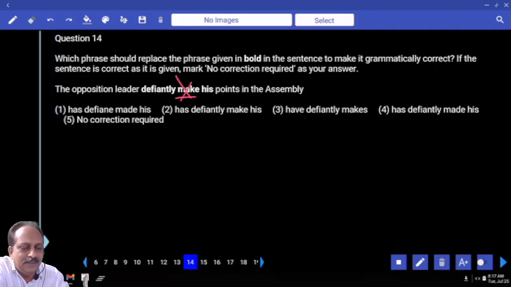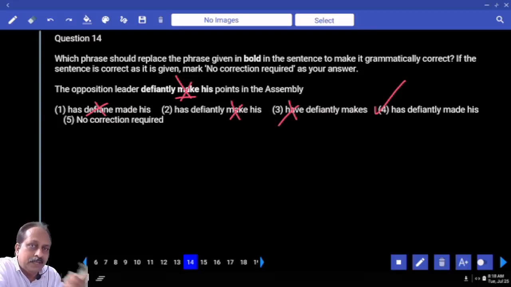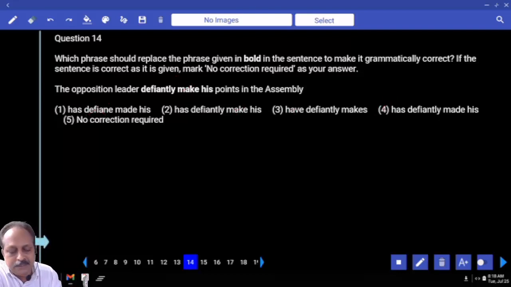Has, this does not make any sense whatsoever. Has defiantly make, again not correct. Have cannot be used. One person we are talking about. Has defiantly made his points in the assembly. So what is the answer here? Fourth option. See, previous question, this question, both talk about a past action where time is not mentioned, time is not important. Based on that, we should use present perfect. Now you understand why I said that. Previous question also present perfect based. This also based on present perfect.